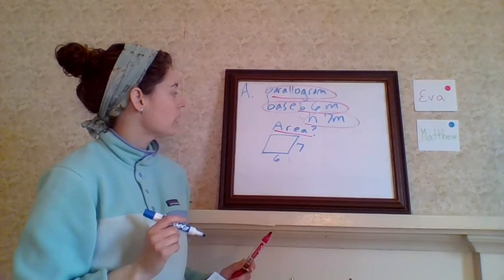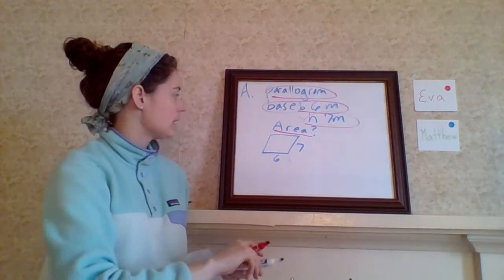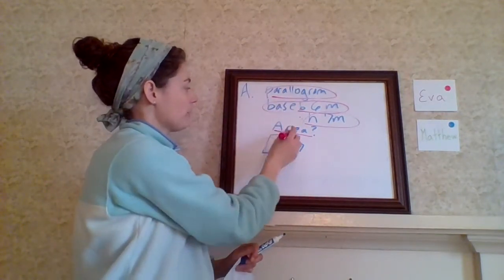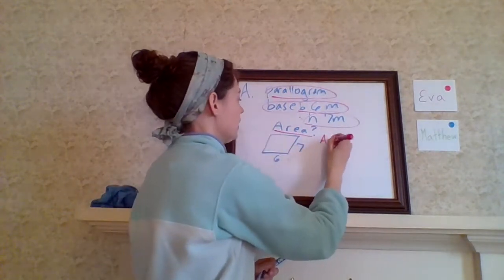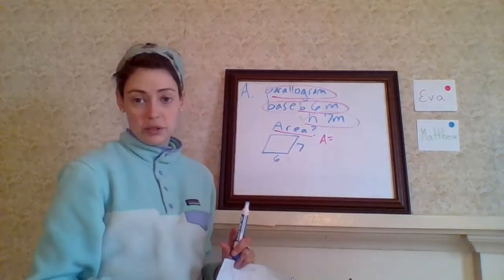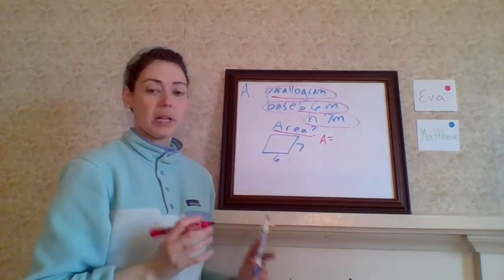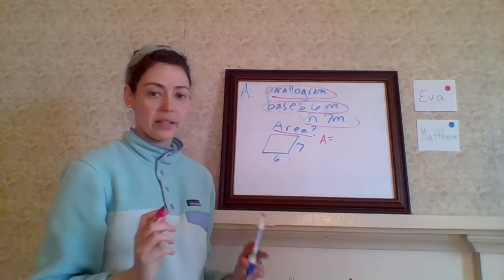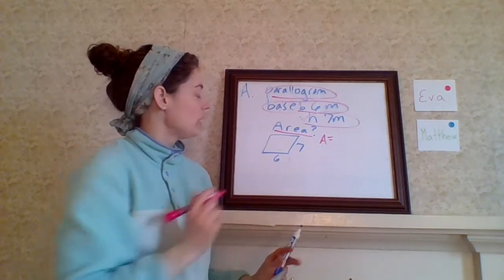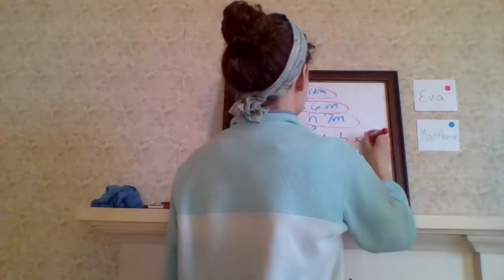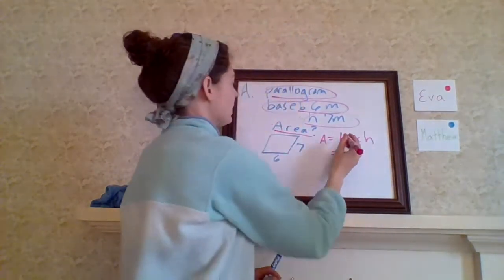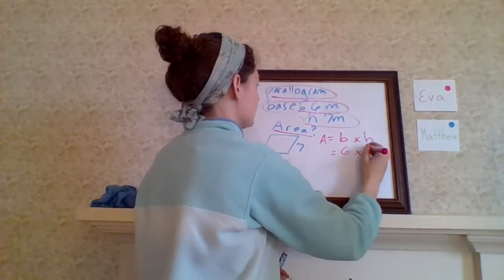So let's see. It's a parallelogram, we want to find the area. So the area is what? Now if this was a triangle, it would be base times height divided by 2. If it was a square, it would be length times width. But it's a parallelogram, so it's base times height. Now we know what our base is, that's 6, and our height is 7.